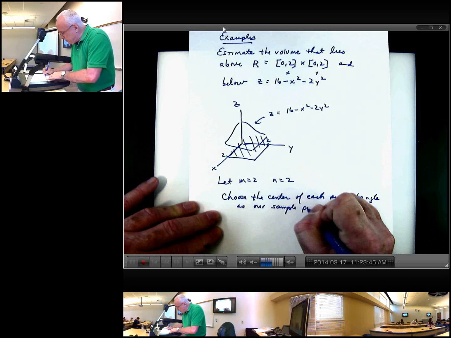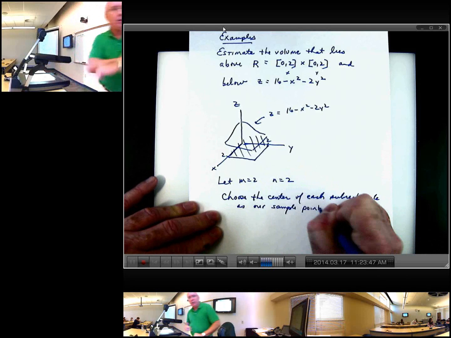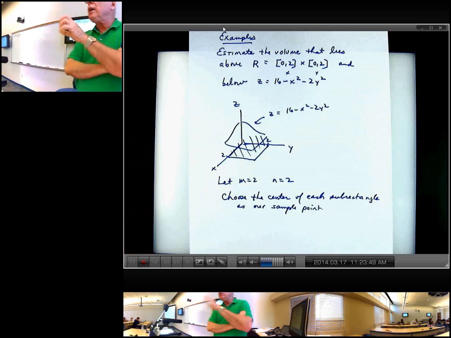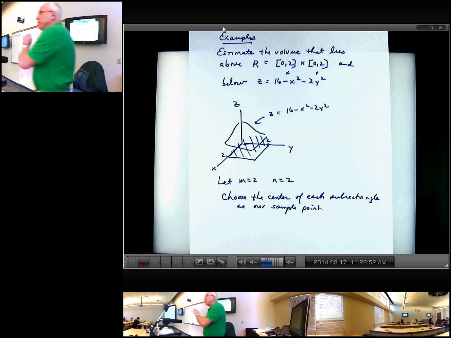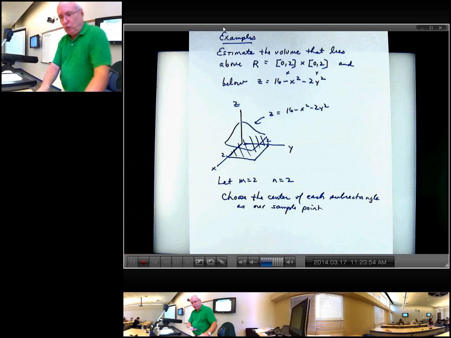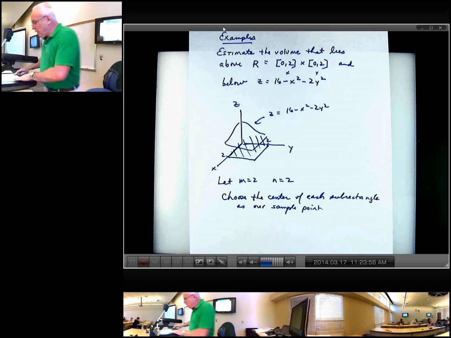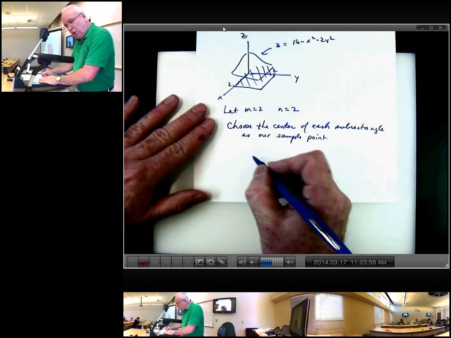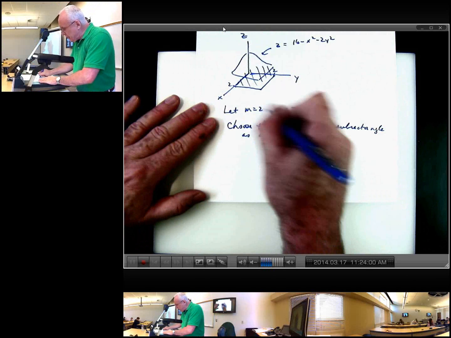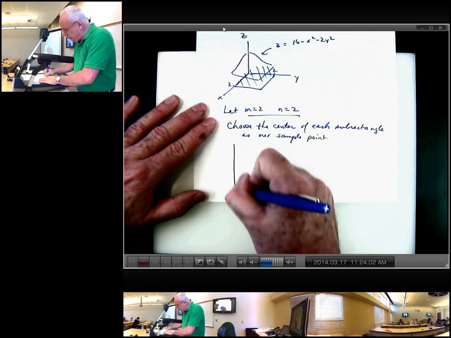So when you have these problems, and you do have just a couple of them in homework, they'll direct you as to what to choose for the sample point. All right, so first of all, let's just look at what we're talking about here as far as m equals 2 and n equals 2.